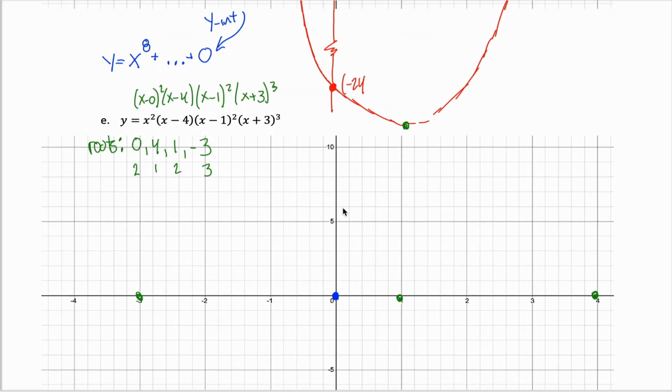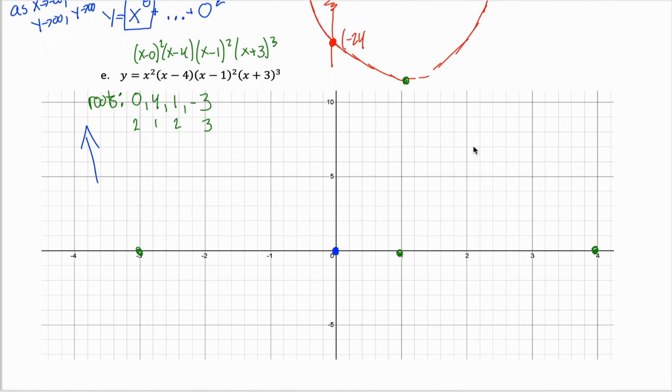What about the end behavior? Well, that all comes from this term right here. Because this is even and my leading coefficient is positive, it goes up when it goes to the left, and it goes up when it goes to the right. So I got an arrow over here in this direction and another arrow over here in this direction.